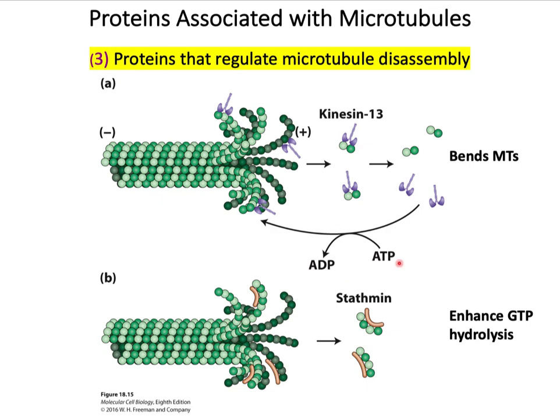The other protein, stathmin, interacts with the plus end or near the plus end of the microtubule, but what it does is that it enhances the GTP hydrolysis by the tubulin dimers.